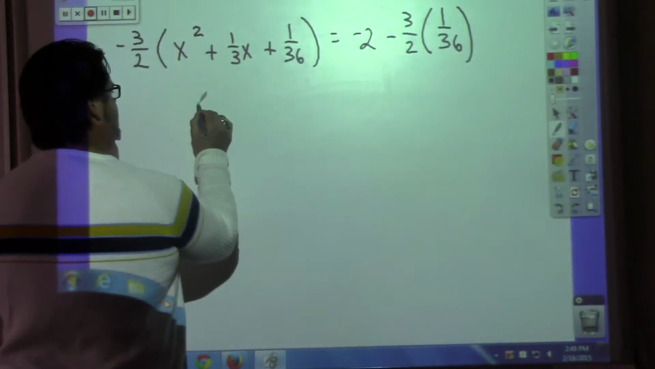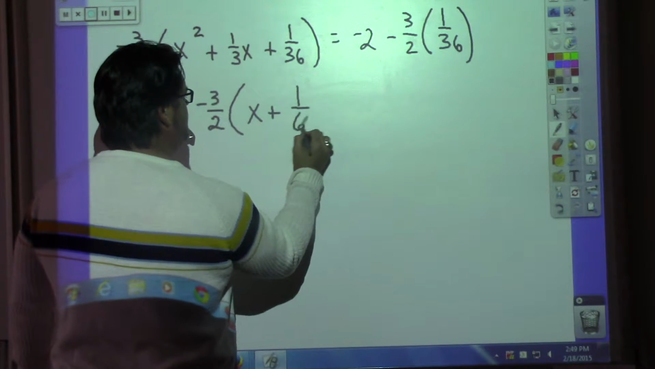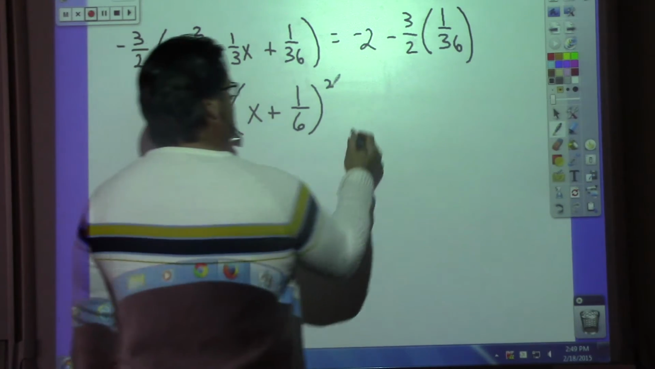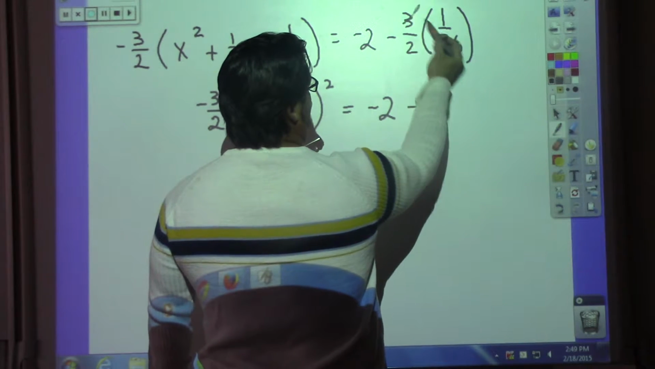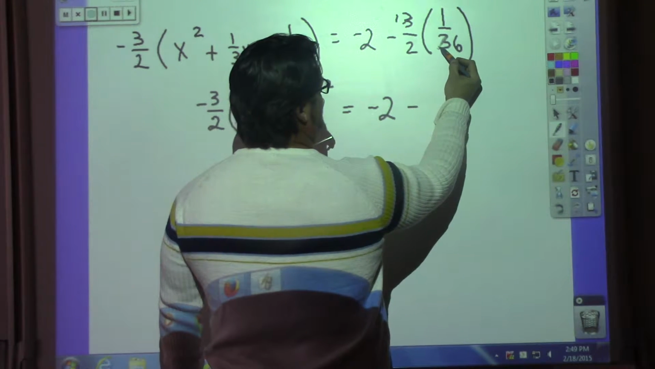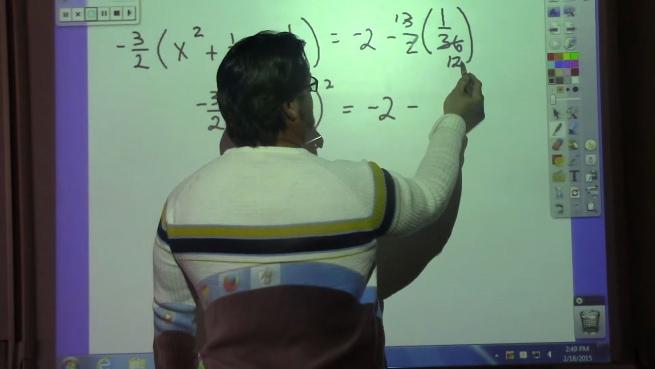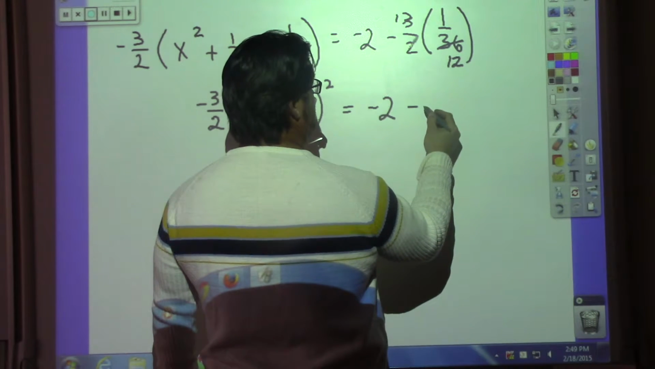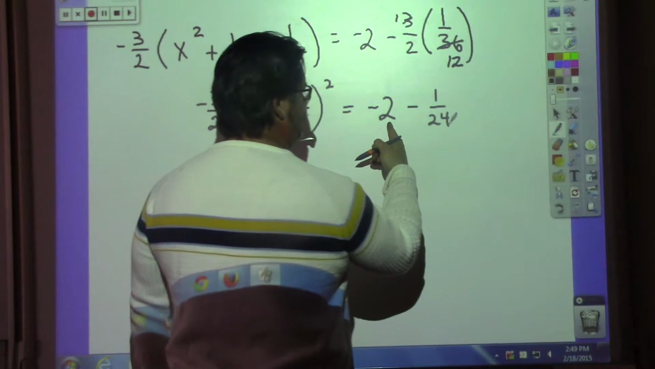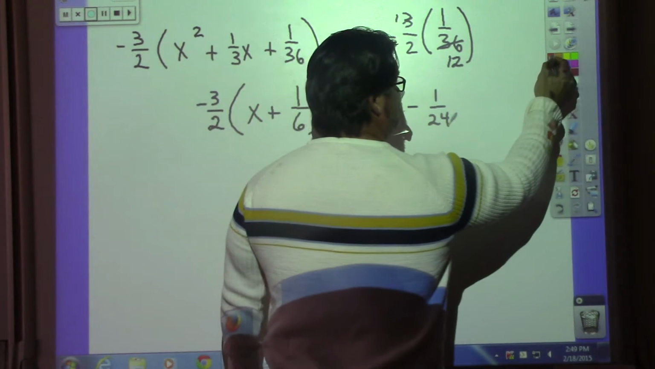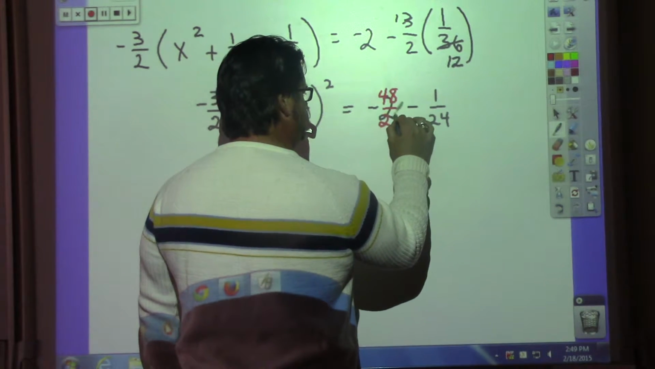So that's going to be negative 3/2 (x plus 1/6) quantity squared is equal to negative 2 minus 3. We'll go into 3 one time, go into 36, what? 12 times? And what's 2 times 12? 24, so that'd be 1 over 24. And this turns into 48 over what? 24, Hubert. That's right, class. 48 over 24.